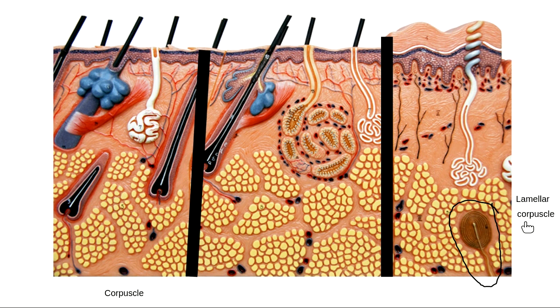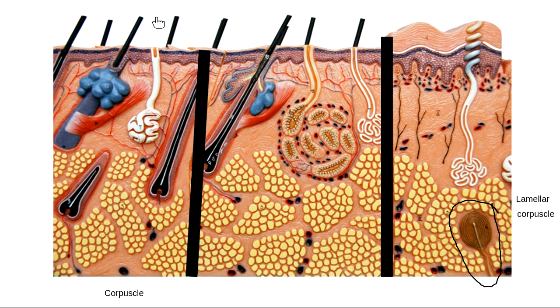The best way I like to remember pressure is think about picking up a heavy bowling ball. When you're holding it in your hand, it presses down on you. For us to be able to detect pressure, it's got to be really heavy because my pressure detector is down here. My lamellar corpuscle is down really deep. So lamellar corpuscles deep in the hypodermis, they detect pressure.